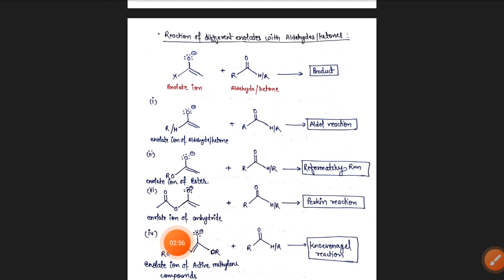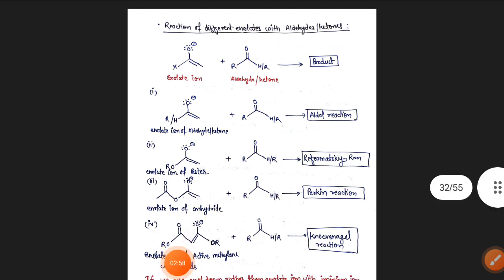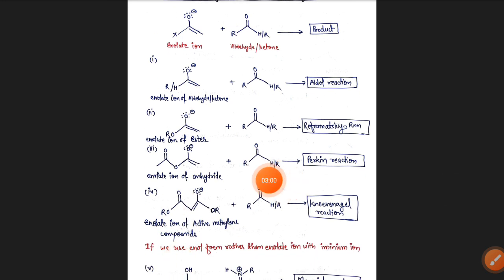If the enolate ion of an anhydride and a ketone or aldehyde are present, that is the Perkin reaction. If the enolate of an active methylene compound and an aldehyde or ketone are present, then the Knoevenagel reaction occurs. These reactions are very important: the mechanism, the intermediate, the product, basically the RDS step. All types of questions are asked from this.